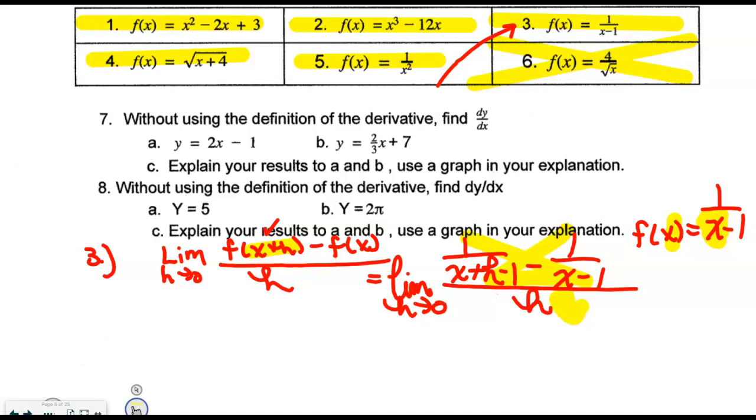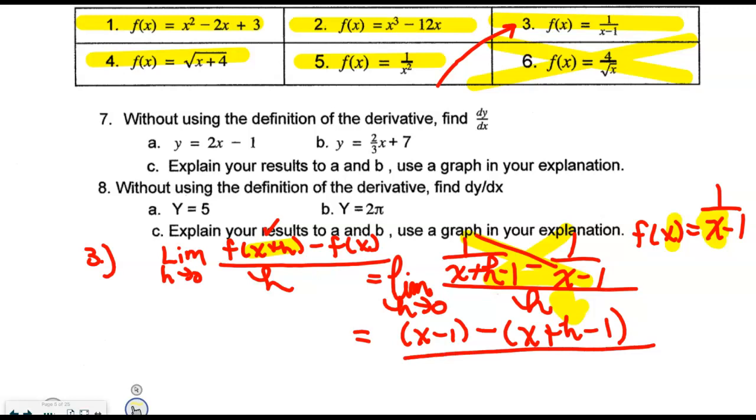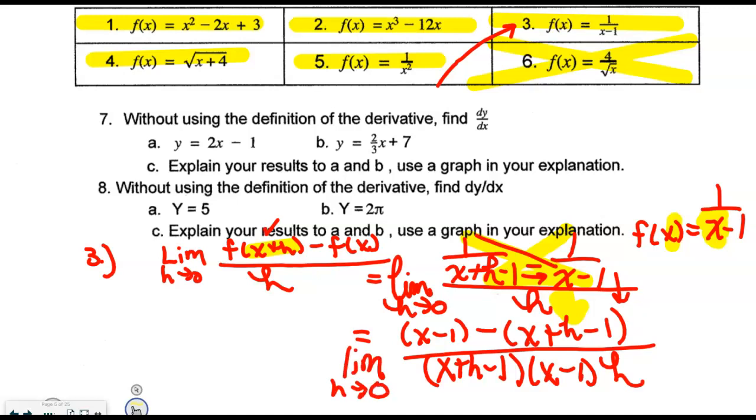So we're going to say x minus 1 minus x plus h minus 1 on the cross, all over multiply across x plus h minus 1 times x minus 1, collapse as a product. It was all over h, and it's a limit as h approaches 0. Now I need to clean it up. My x minus x is gone. My negative 1 plus 1, because it'd be minus and negative, is gone. And I end up with a negative h. So all that's left here is a negative h over this stuff.